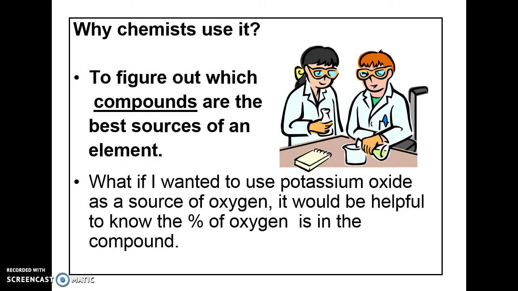One of the reasons chemists might use percent composition is to figure out which compounds are the best sources of an element. If I wanted to use potassium oxide as a source of oxygen, it would be helpful to know the percent of oxygen in the compound.